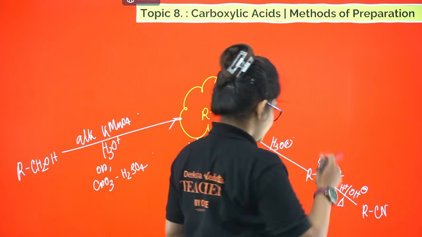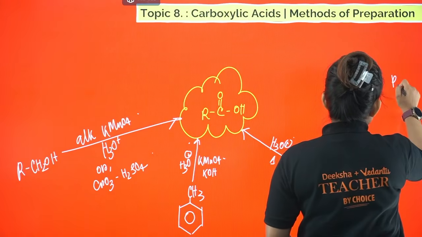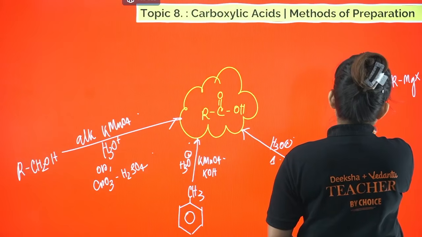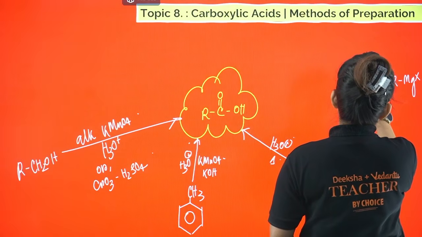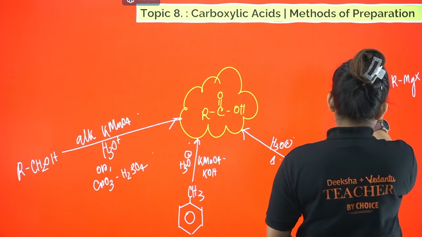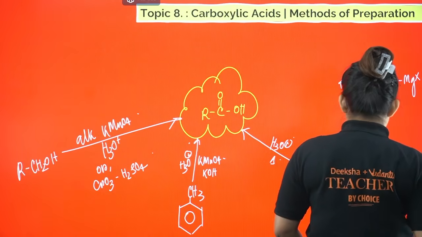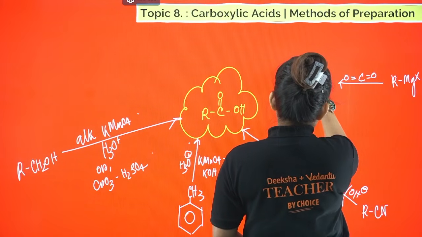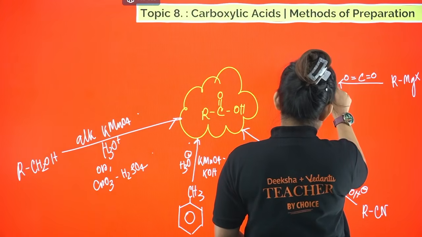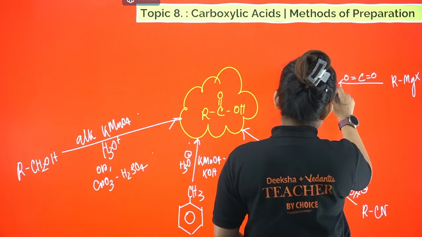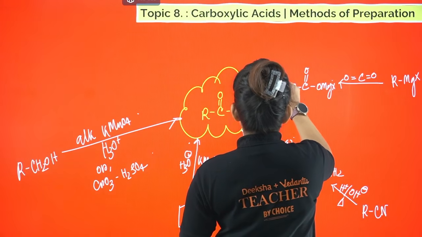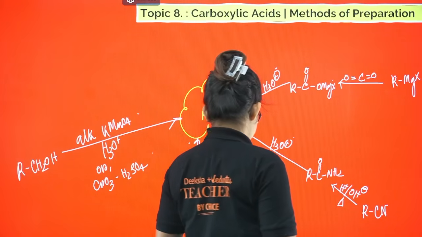Next, from Grignard reagent, RMgX. Here I will give dry ice, that is carbon dioxide, C double bond O, with RMgX. I will end up with RCOOMgX. Now you know the last step is H3O plus. If you give that, we will end up with carboxylic acid.